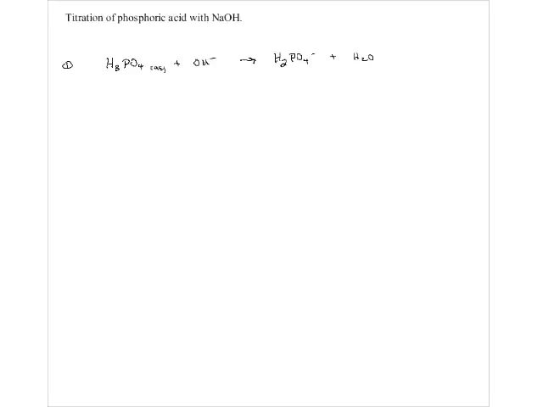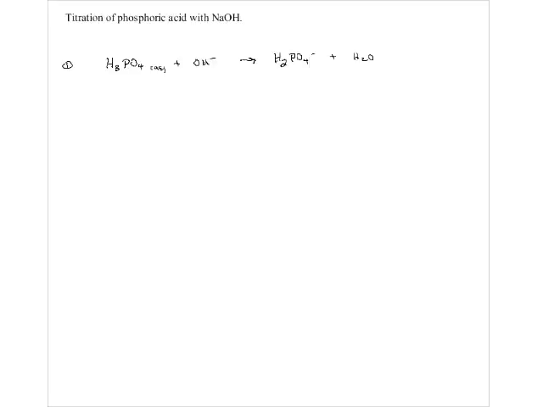Now, if you're not sure what you're going to get on the other side, simply look at the acid-base table, and for H3PO4, this is going to be listed as the acid, and right across from it, you're going to see this listed as its conjugate base. So you will see that on your acid-base table.